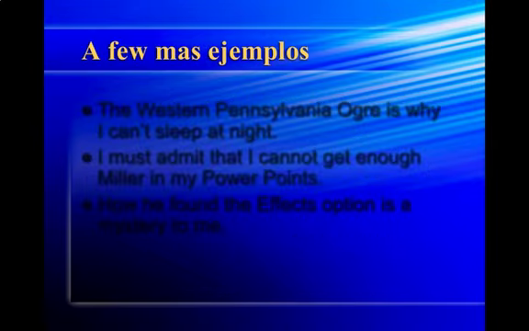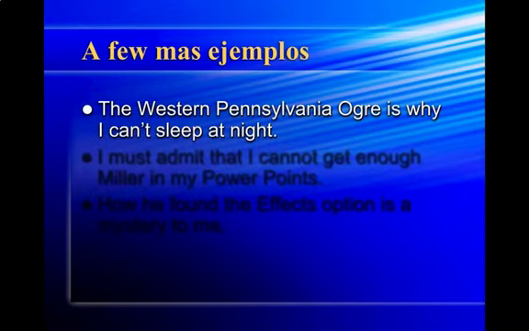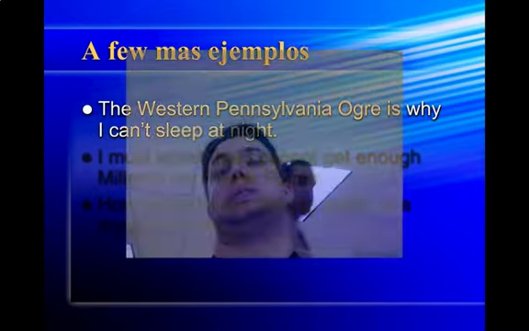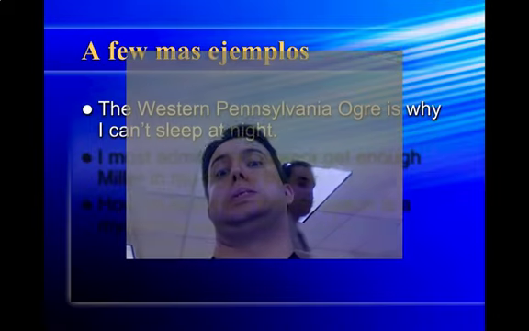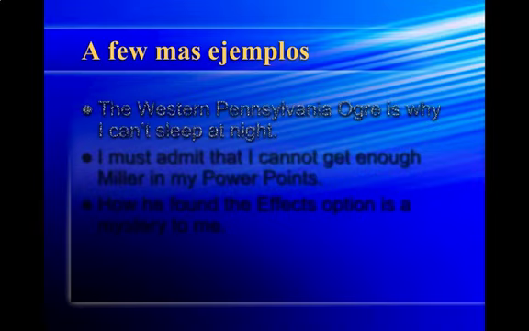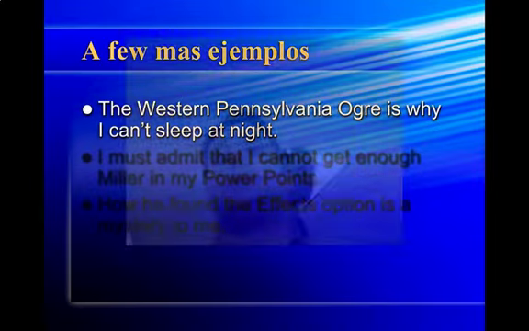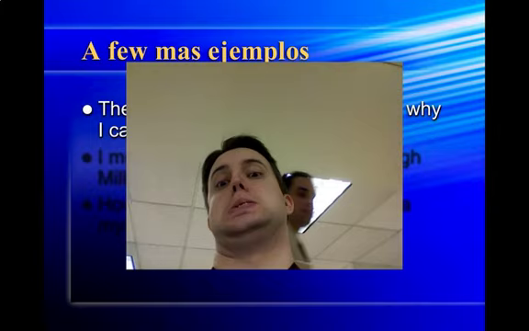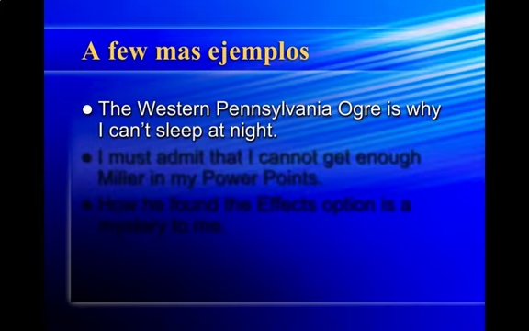A few more examples. The Western Pennsylvania ogre is why I can't sleep at night. There he is. You guys heard about that Western Pennsylvania ogre? Some people say urban legend, but as you can see with my photo evidence here, it is definitely not an urban legend. All right, why I can't sleep at night is your noun clause. The Western Pennsylvania ogre is your independent clause. What function does the noun clause have? Hopefully you saw that linking verb is, and know that why I can't sleep at night is a predicate nominative.